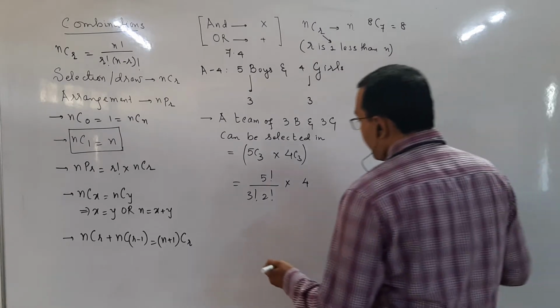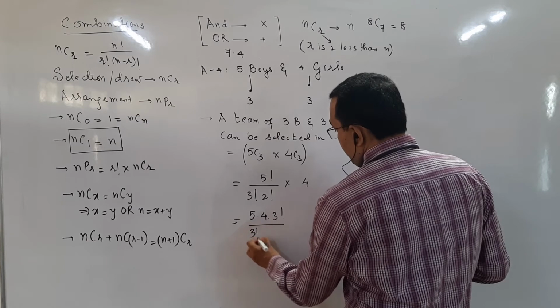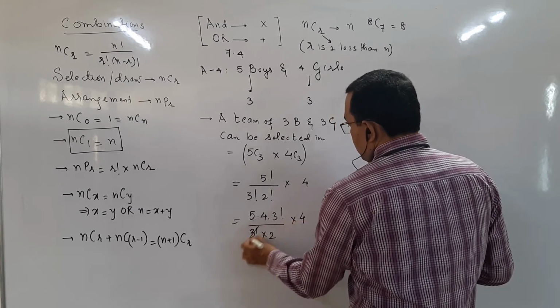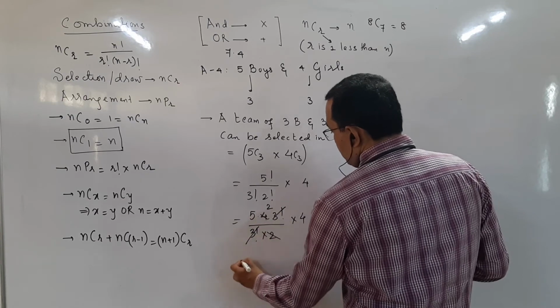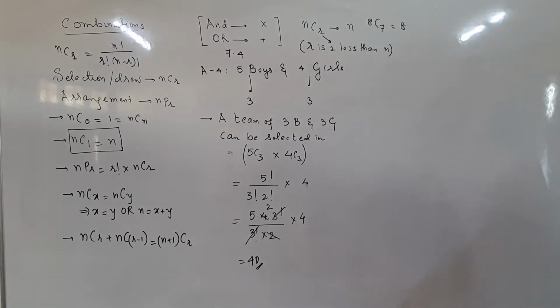Now, reduce 5 factorial up to 3 factorial: 5, 4, 3. This is 3 factorial. 2 factorial is 2. 3 factorial gets cancelled. 5 times 4 is 20, divided by 2 is 10, and 10 times 4 is 40 ways, students. In 40 ways, we can select a team of 3 boys and 3 girls from the given 5 boys and 4 girls. So this is very simple once we understand, students.